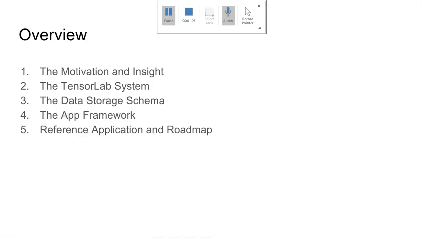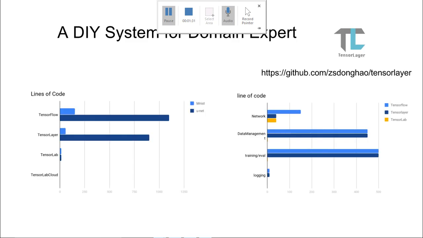My talk is organized like this. First, I will talk about the motivation and the insights behind the TensorLab system. Second, I will give details of the implementation of the data storage and the app architecture of the TensorLab system. And at last, we will discuss some applications and our future roadmap of the TensorLab system.